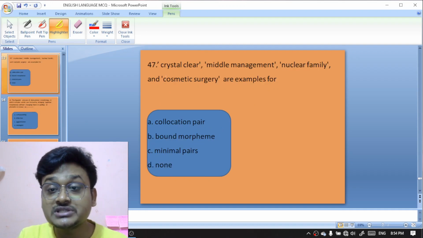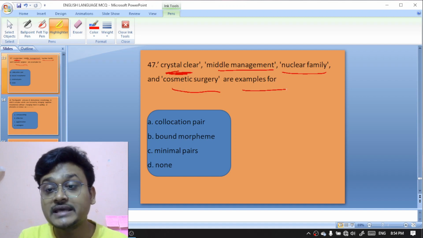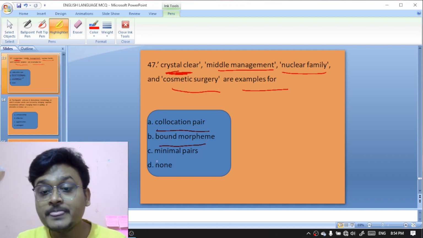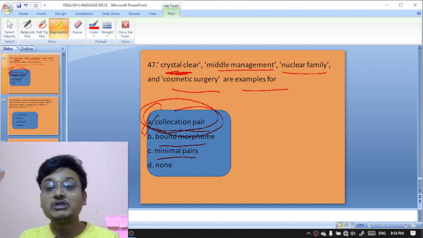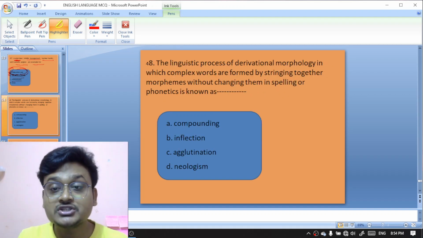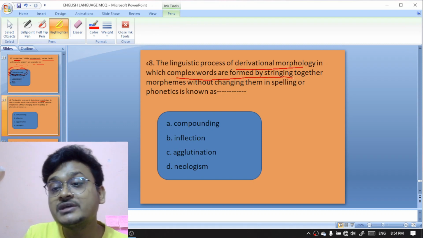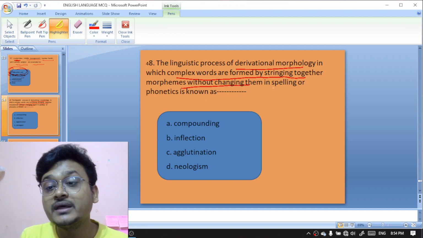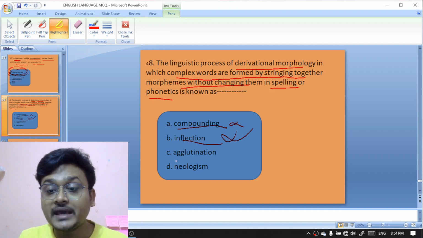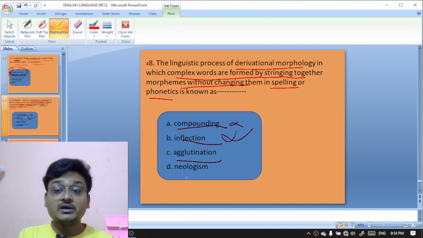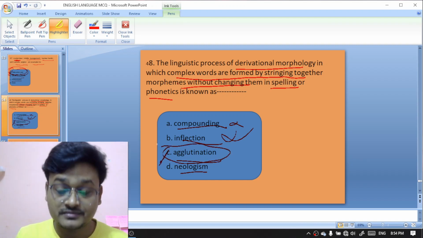Okay. Next question. Crystal clear, middle management, nuclear family, cosmetic surgery are examples of collocation pair, bound morpheme, minimal pairs. It is collocation pair. Crystal clear, middle management, nuclear family, these are collocation pairs. Next question. The linguistic process of derivational morphology, in which complex words are formed by stringing together morphemes without changing them in spelling or phonetics, is known as compounding, no. Inflection, no. There is agglutination or neologism. It is agglutination. So C is the right option here.